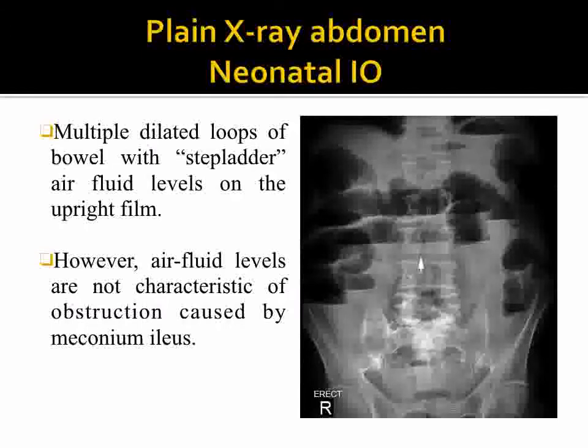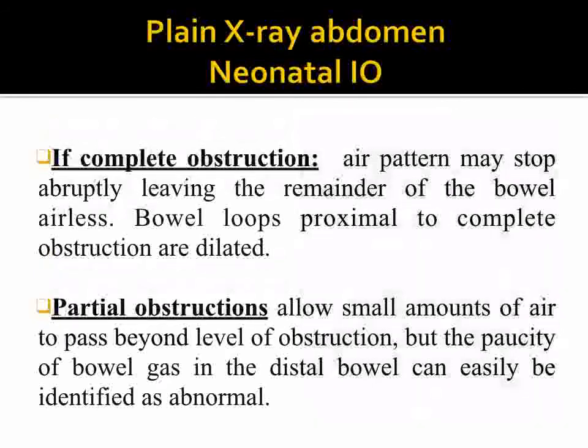But in meconium ileus, as we will discuss later, you will not find air fluid levels, because the cause of air fluid levels is the presence of fluid and air, while in meconium ileus the viscid, thick, tenacious meconium will not be mixed with air, so there will be no air fluid levels. In the plain X-ray abdomen in neonatal intestinal obstruction, if there is complete obstruction, the air pattern usually stops at the level of obstruction, and the rest of the abdomen will be gasless. As we said, in duodenal obstruction, you will find the air in the stomach and the duodenum, and the rest of the abdomen will be gasless.